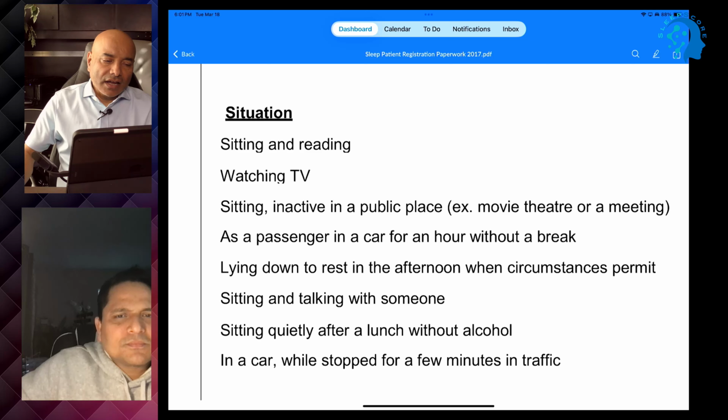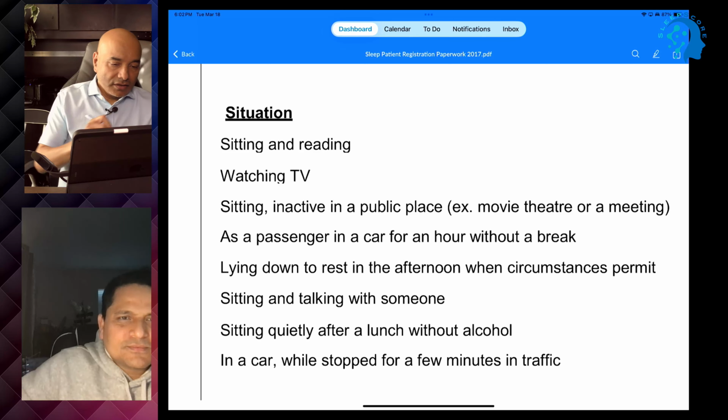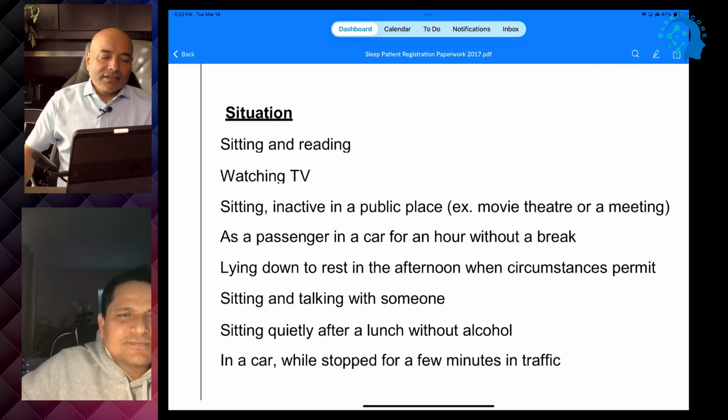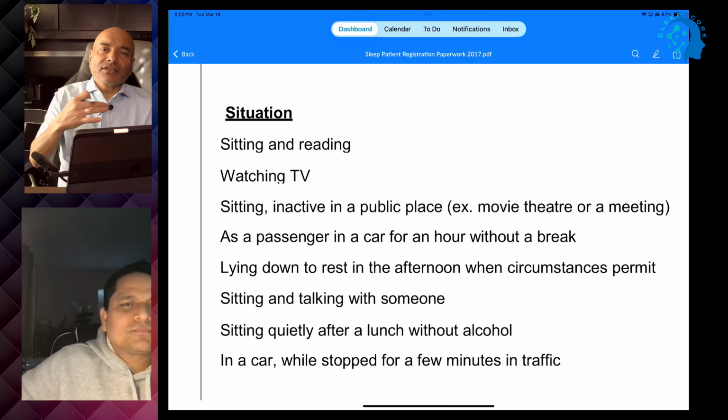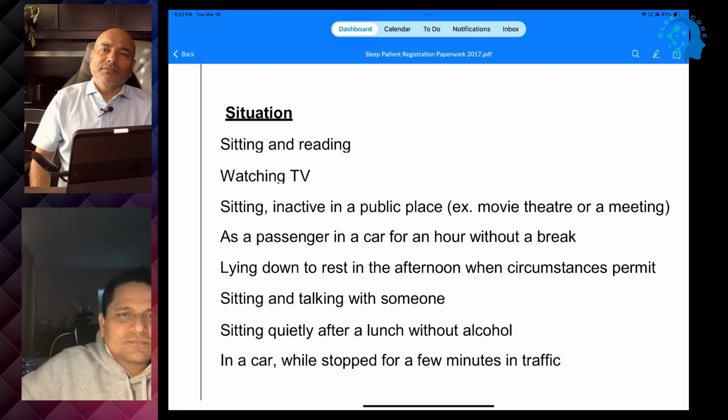The next is lying down to rest in the afternoon when circumstances permit. That means in the afternoon you're lying down on your sofa, do you fall asleep? Yes. So what number, 1, 2, 3? 3. Oh, okay. All right. Sitting and talking to somebody. When you're sitting and talking to somebody, do you fall asleep?